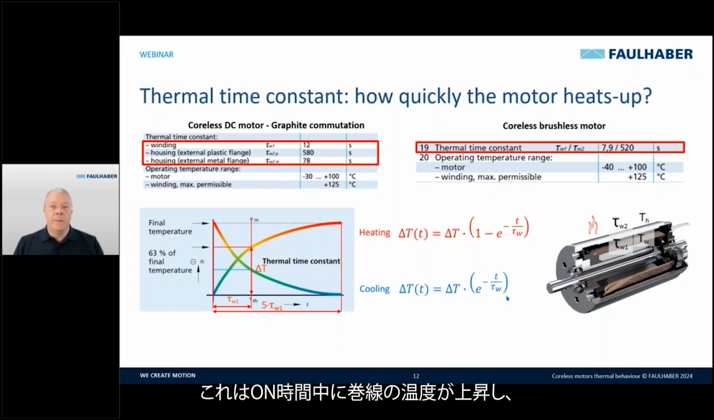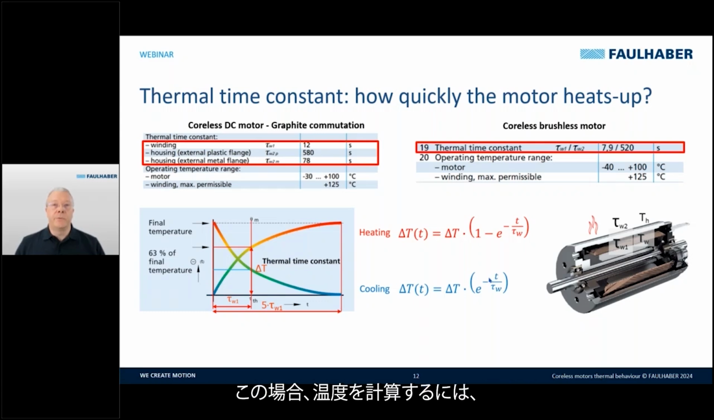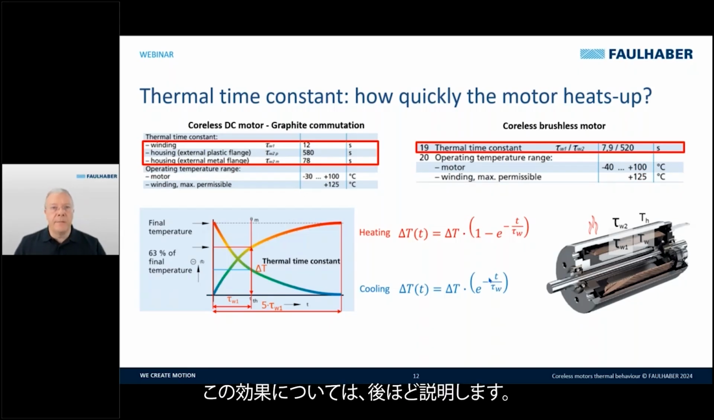This is the law where the increase of temperature in the winding happens during on time, and when the off time comes, there is a cool down of the motor with these two rules. So in this case, to calculate the temperature, we have to consider the increase of temperature during on time and during off time. We will see later the effect of this.